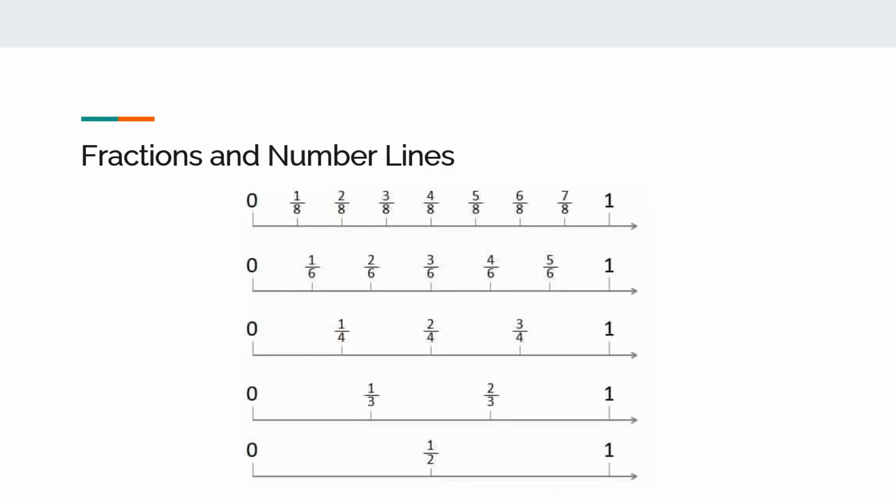Here are multiple number lines. Notice how they're in between 0 and 1? Much like how we count with whole numbers, we can count with fractions. First, we divide the area between 0 and 1 into an equal number of parts. Let's take a look at the bottom number line.